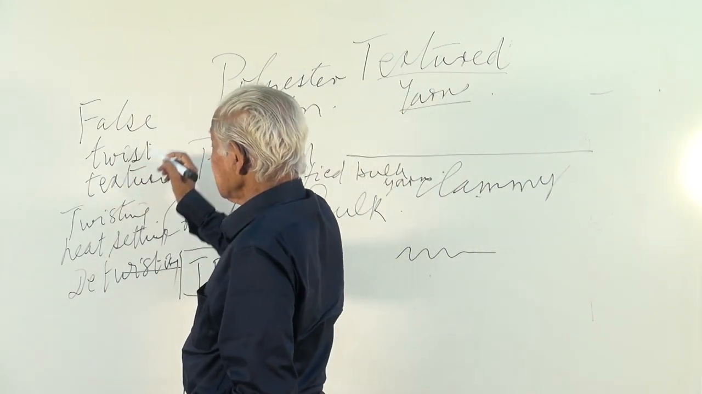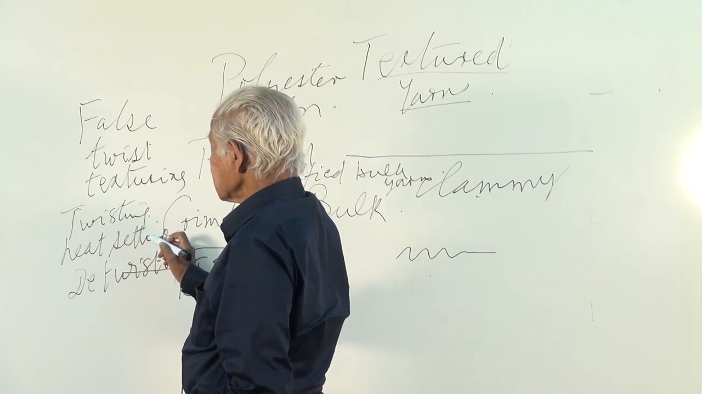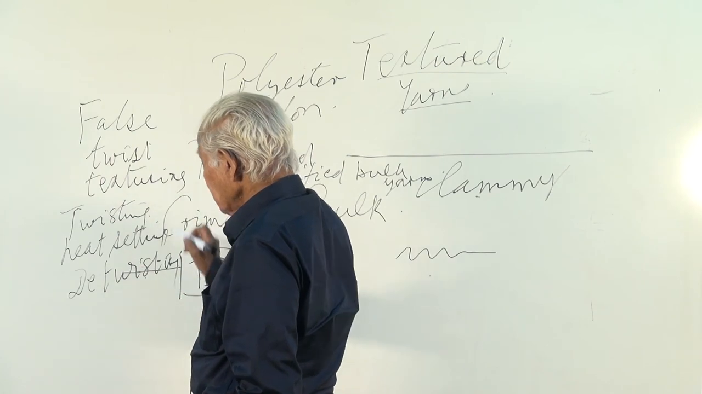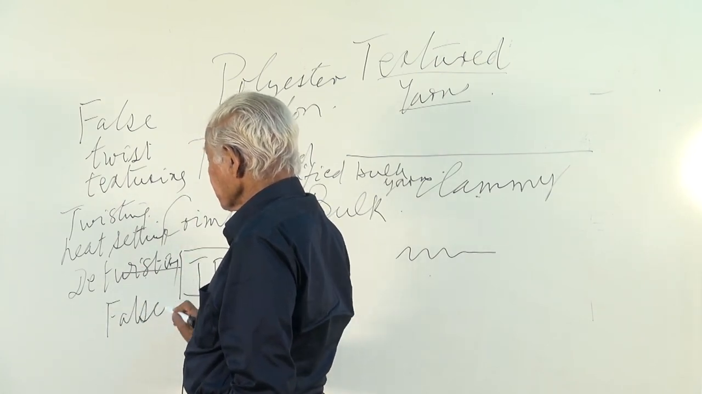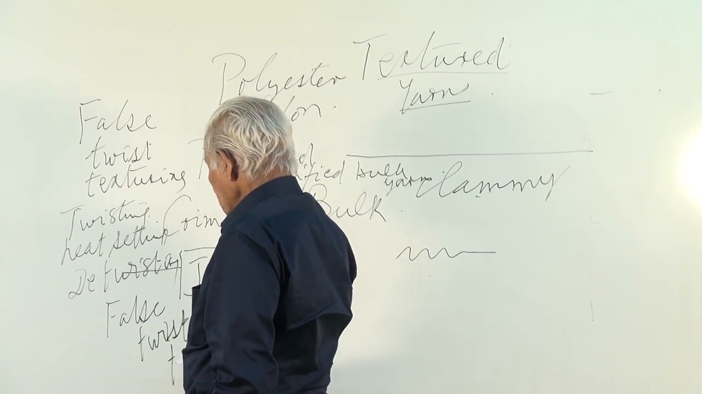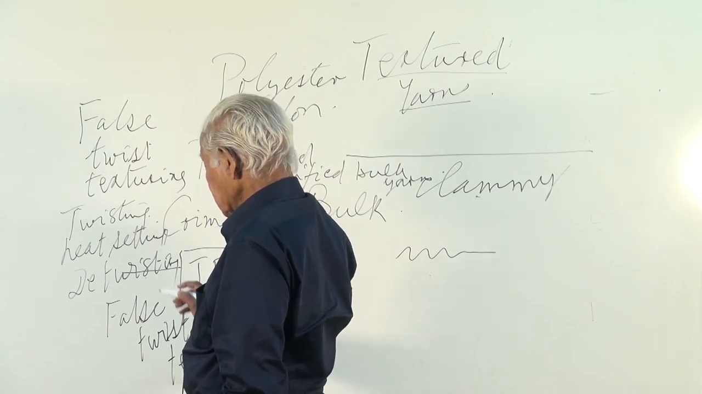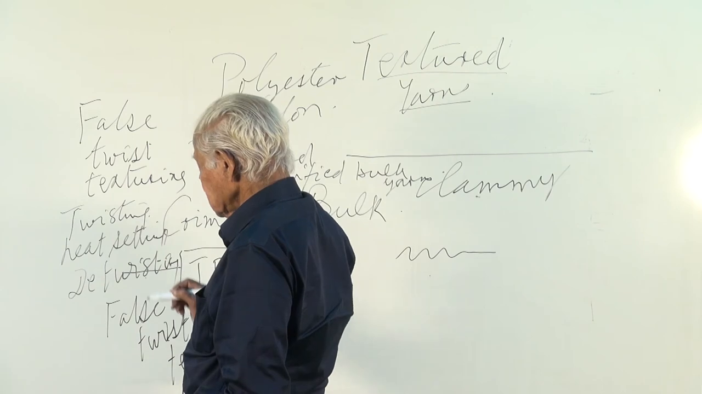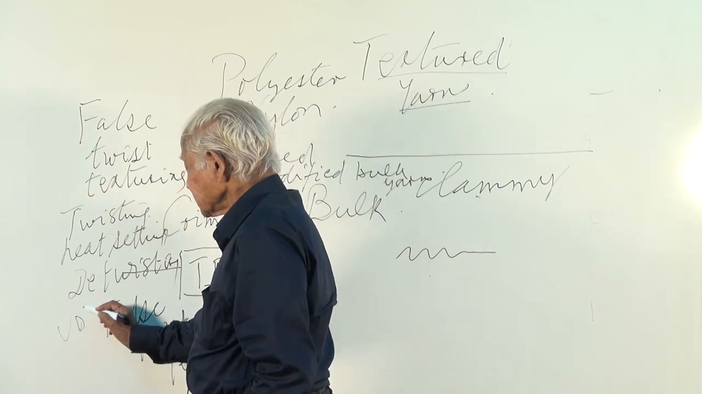What is draw texturing? Earlier, there were three operations: twisting, heat setting, and detwisting. They were all combined together, and that was called false twist texturing. So when false twist texturing was started by combining all these three stages, the yarn that was used was UDY, that is undrawn yarn.